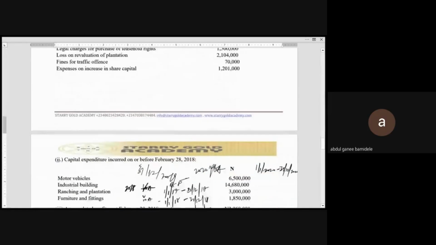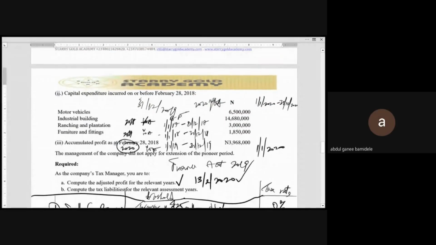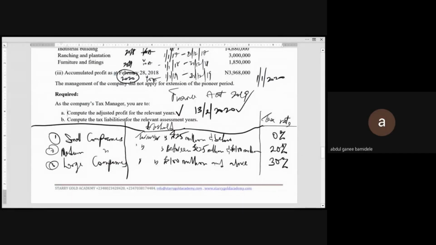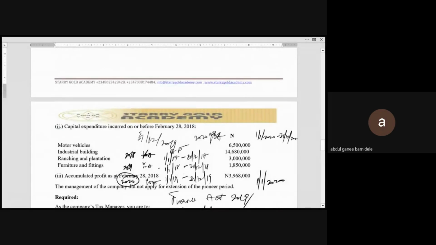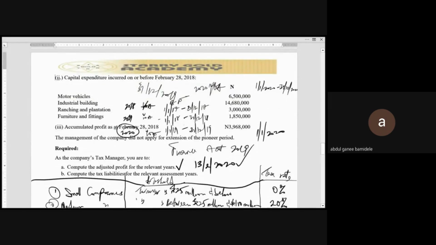So now, if that is the case, it means that the Finance Act has become effective during the year of assessment, right? So you apply the provision of the Finance Act. That's number one. Now going to part B of the question, which is where we have to use the rates.